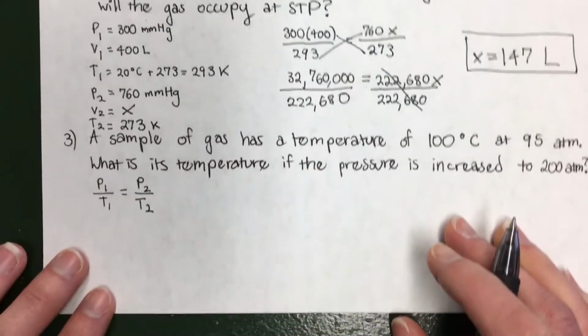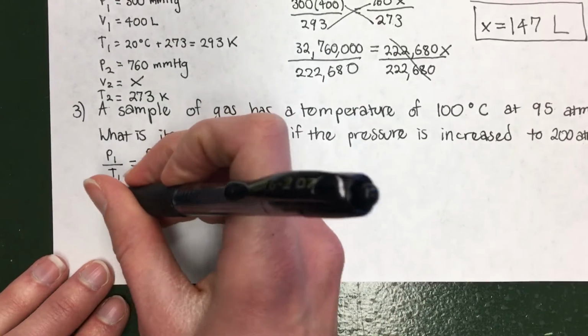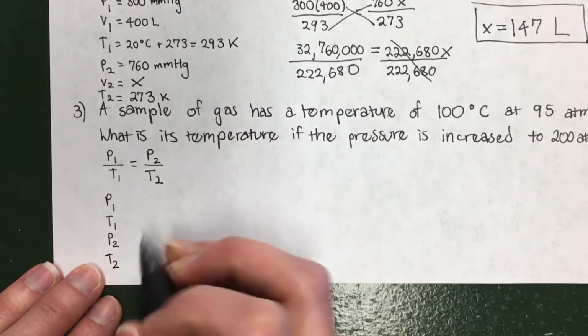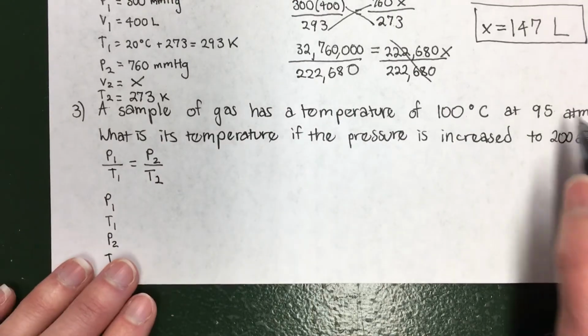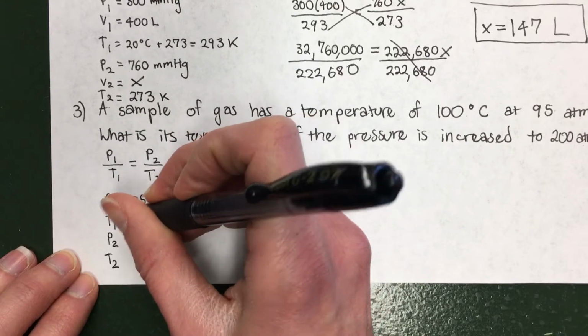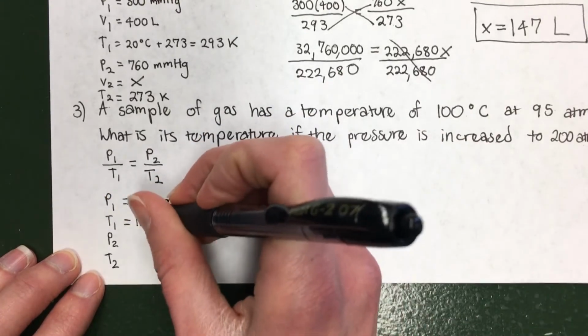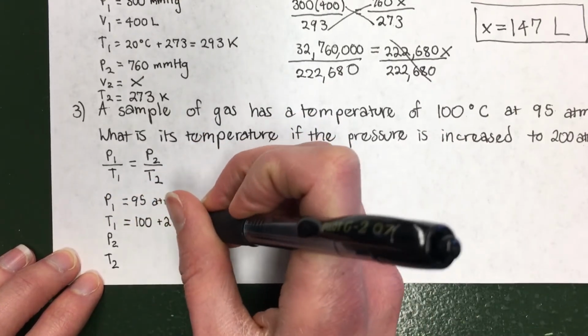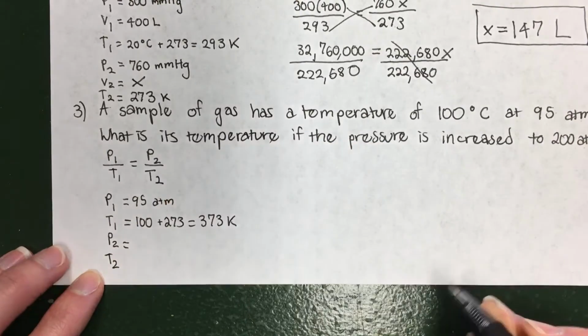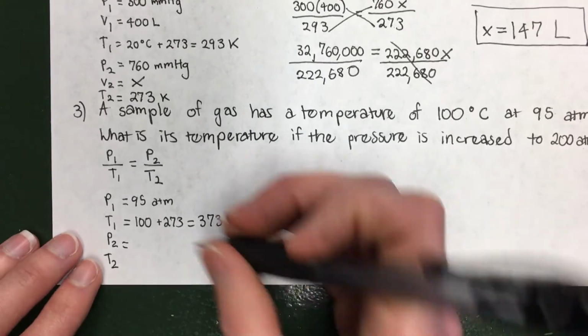That makes this problem a little bit easier, because now we just need to figure out 4 parts of our equation. So our first pressure is going to be 95 atm. Our first temperature is going to be 100 Celsius, but I need to convert that to Kelvin. So that's going to be 373 Kelvin. My second pressure is 200 atm.